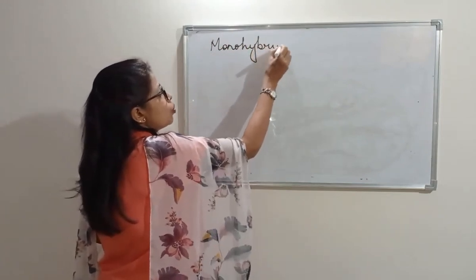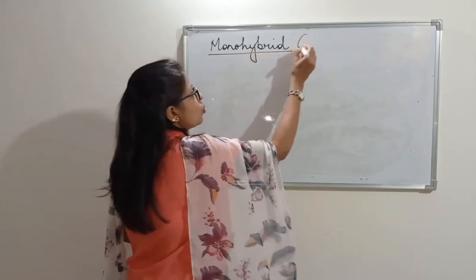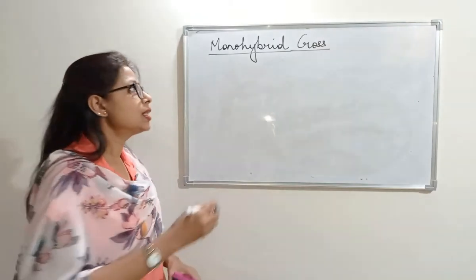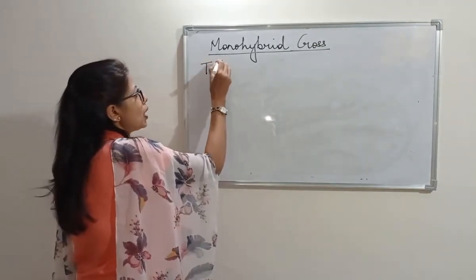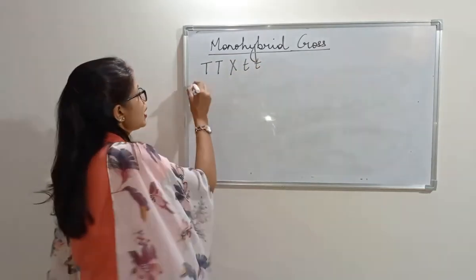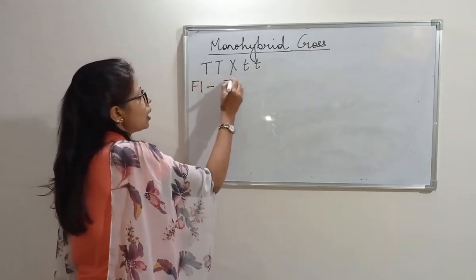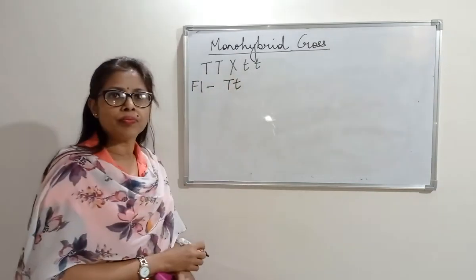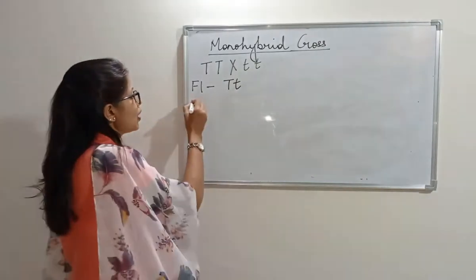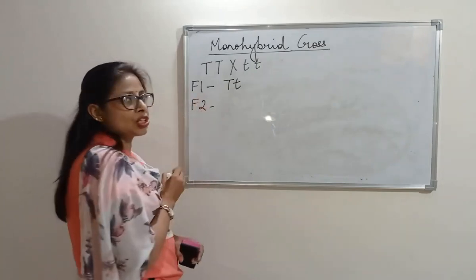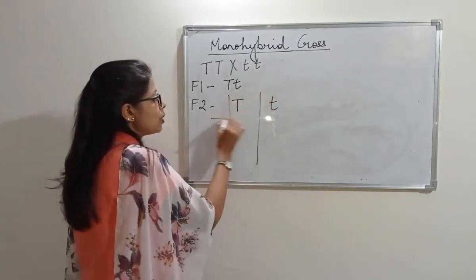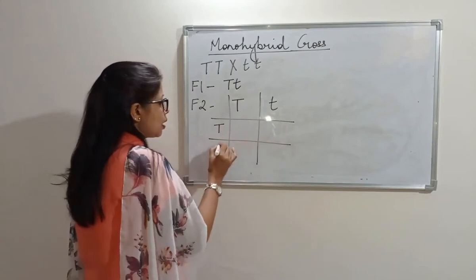As I said, monohybrid cross means we take only one character into consideration. In this, suppose the tall plant is crossed with a dwarf plant. In the F1 generation, all the plants will be tall. That is law of dominance. We get this ratio. But when we are solving F2 generation, we will be solving it in this way, that is by making the Punnett square.